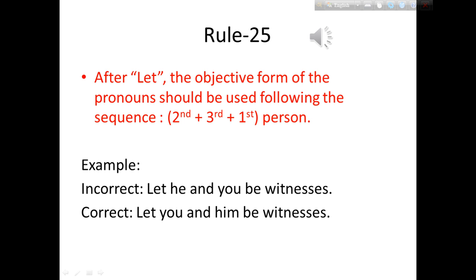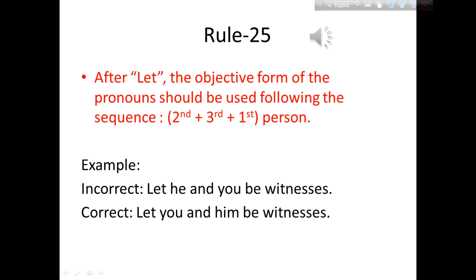Rule 25. After the word let, the objective form of the pronouns should be used, following the sequence second person plus third person plus first person when the sentence simply states something. So to make the rule clear, let's see the example. Let he and you be witnesses.